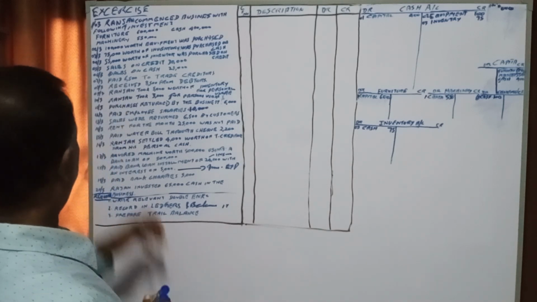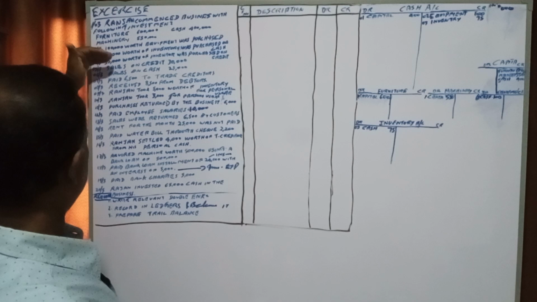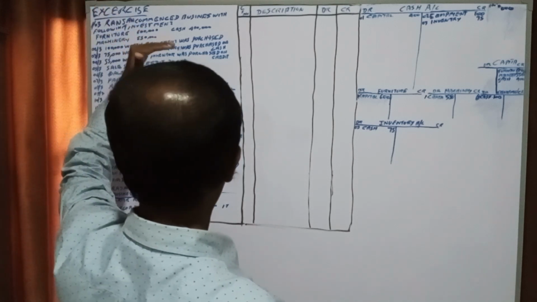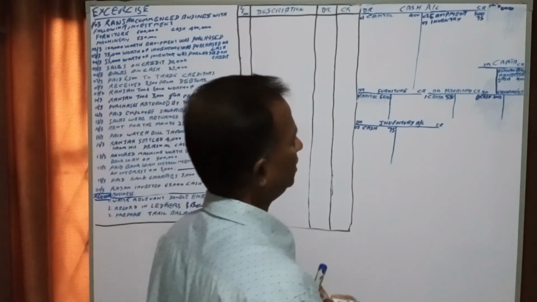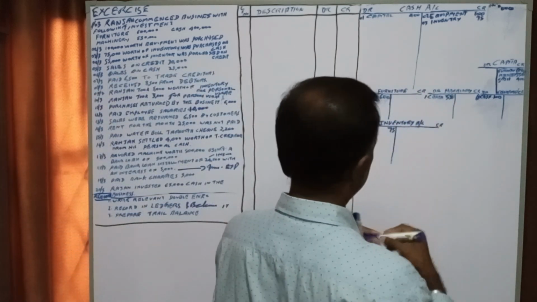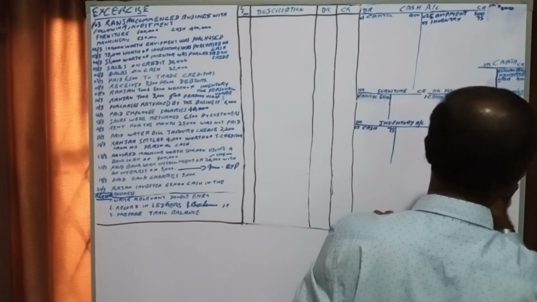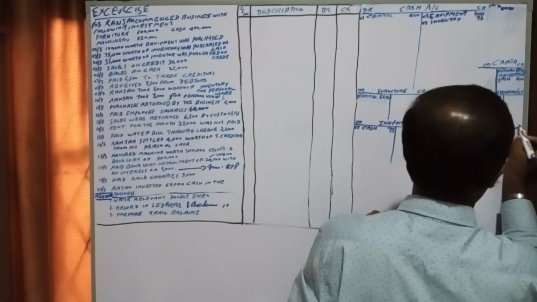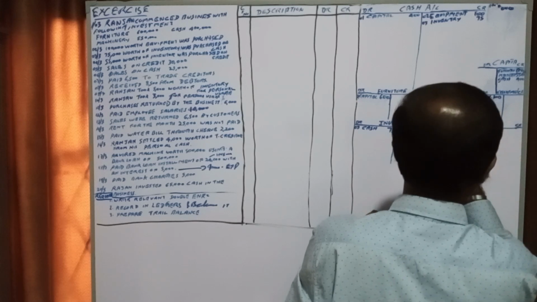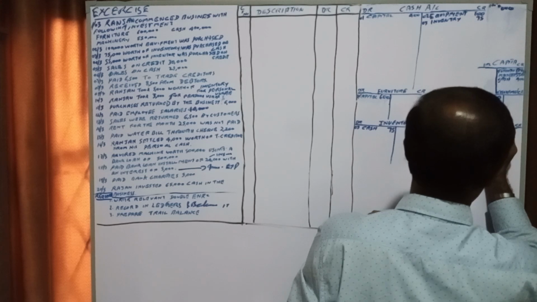Thereafter, on 4th of March, 55,000 worth of inventory was purchased on credit. We are purchasing on credit. Open up trade creditors. Okay, trade creditors account. Here is DR, here is CR, here is trade creditors.